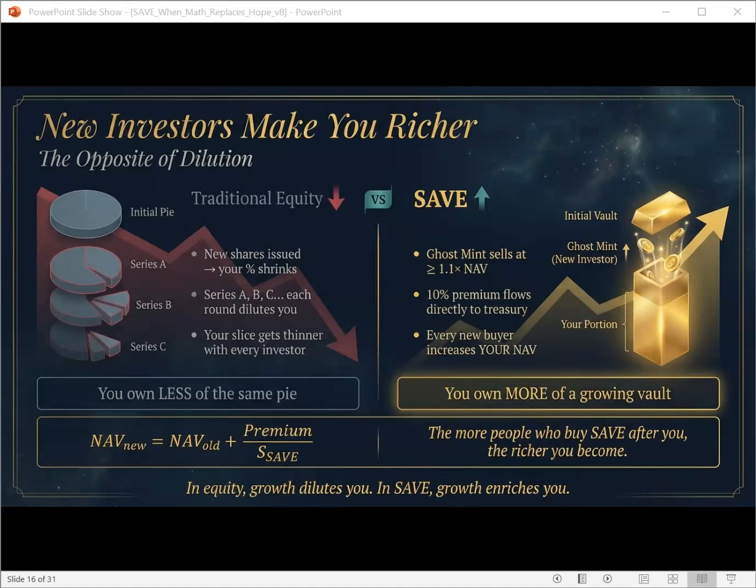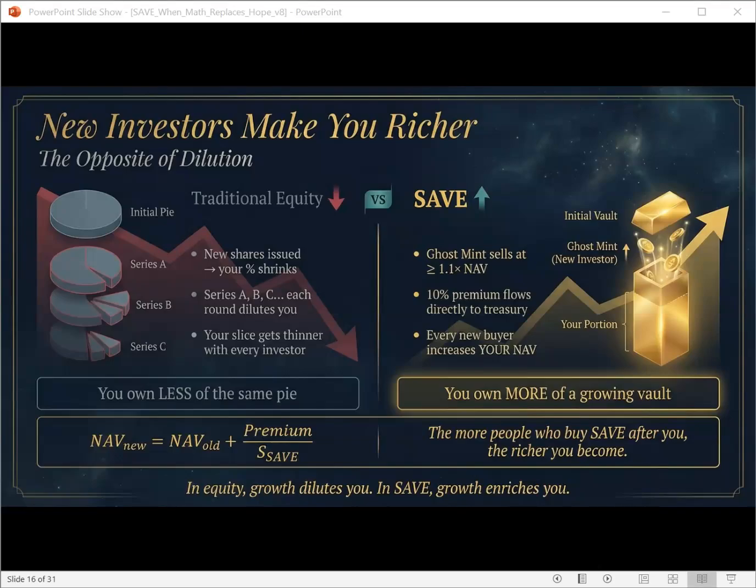So in traditional equity, when a company issues new shares, your ownership gets diluted. Your slice of the pie gets smaller. This is why existing shareholders dread secondary offerings. SAVE works in the opposite direction.